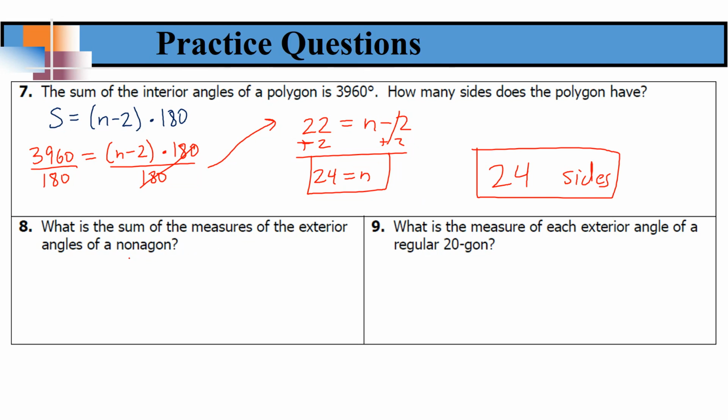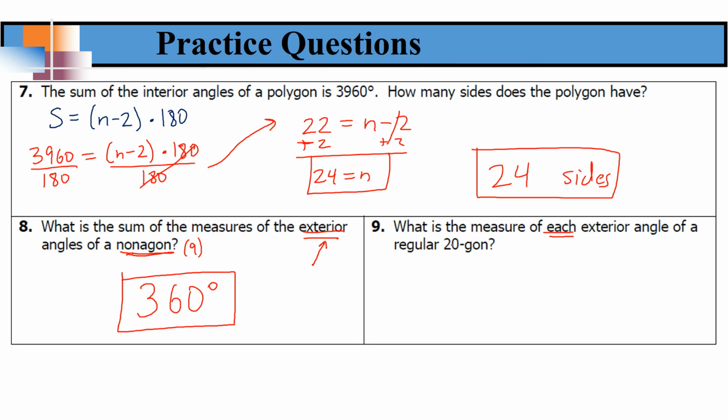All right, continuing on, in example 8, it says, what is the sum of the measures of the exterior angles of a nonagon? Well, a nonagon has 9 sides, but honestly, it doesn't matter how many sides it has, because remember, when you're talking about the sum of all the exterior angles, there's no formula. The sum of all the exterior angles in any polygon is always 360. No work necessary. Now, number 9 asks, what is the measure of each exterior angle of a regular 20-gon?